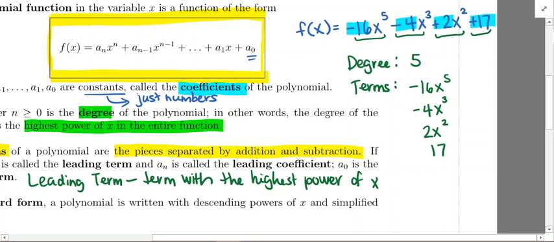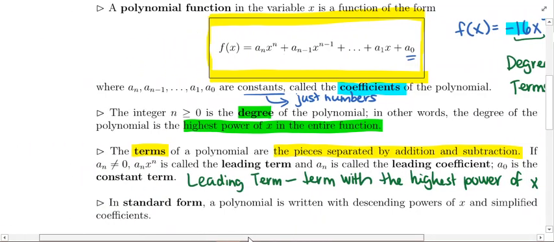We know we have 4 terms already: negative 16x to the 5th, negative 4x cubed, 2x squared, and 17. The one with the highest power of x is the leading term, and that's going to be negative 16x to the 5th. So the leading term here is negative 16x to the 5th.